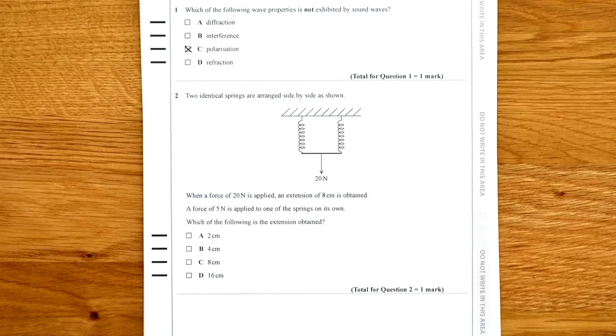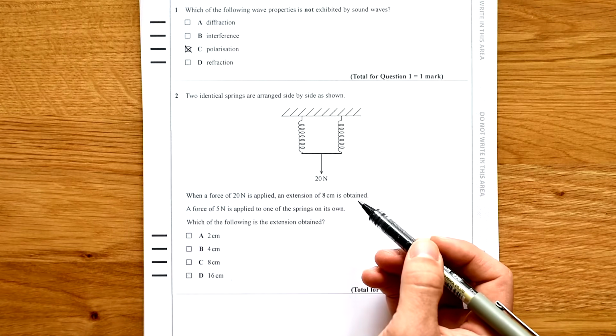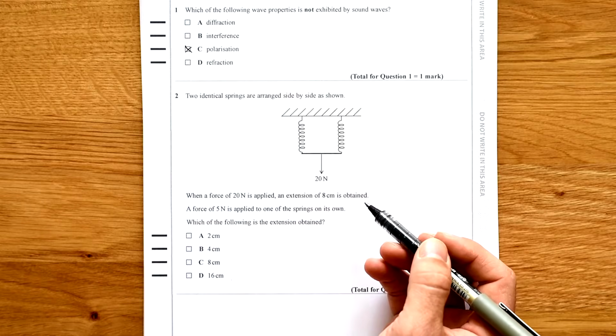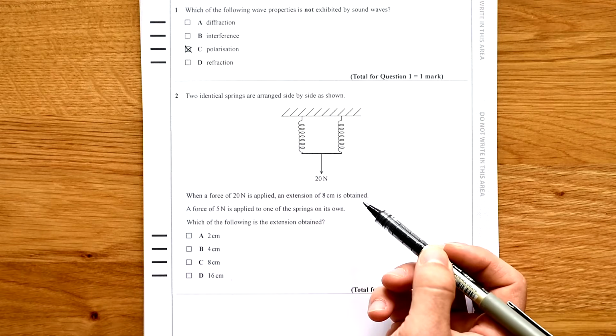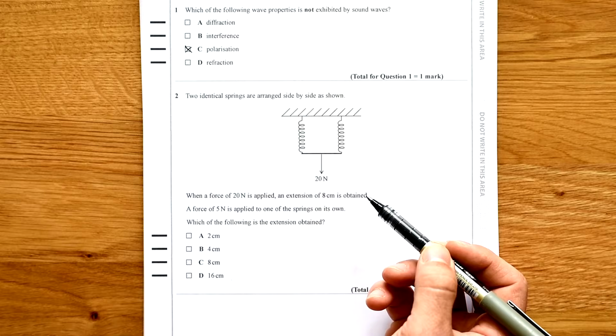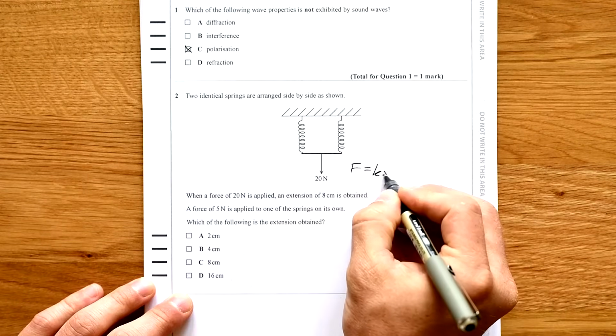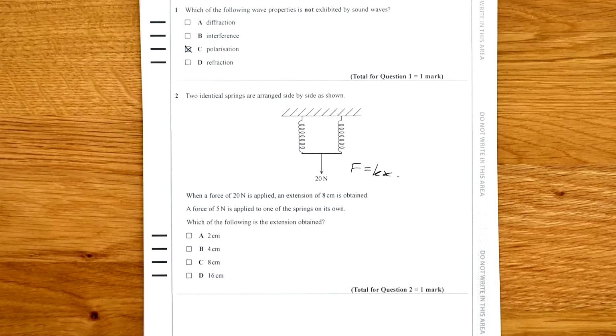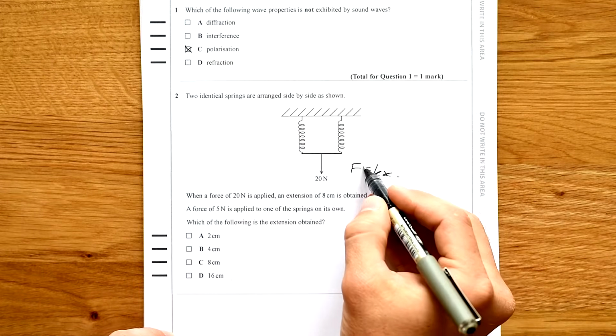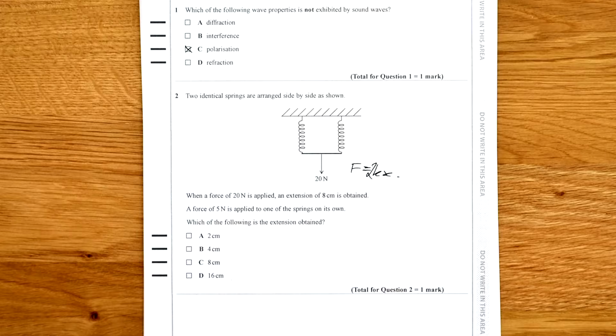2, two identical springs are arranged side by side as shown. When a force of 20 newtons is applied, an extension of 8 centimeters is obtained. A force of 5 newtons is applied to one of the springs on its own. Which of the following is the extension obtained? So we know that F equals Kx, but when we have two springs in parallel, the spring constant is double the equivalent spring constant. So F equals 2Kx.